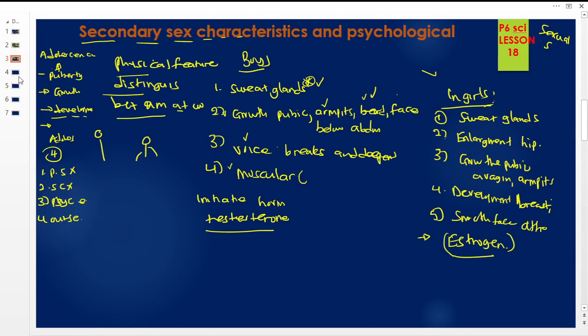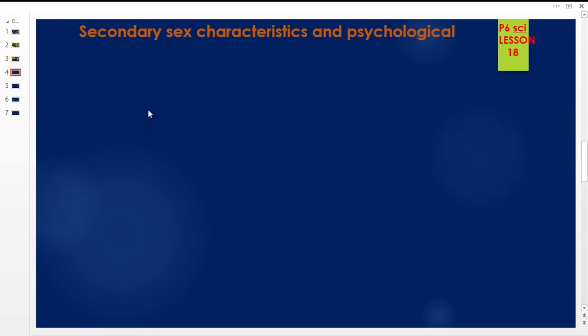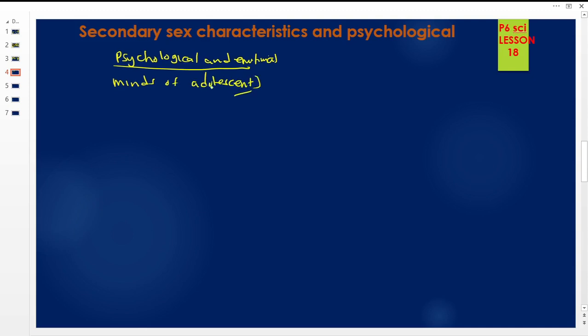Alright, so now let us move on and see what we call psychological and emotional changes. Psychological, this is how we write the word psychology. Now these psychological and emotional changes take place within the minds of any adolescent. The adolescent cannot notice that he or she is under psychological or emotional changes, but people around them take note of that. One, they get annoyed very fast.